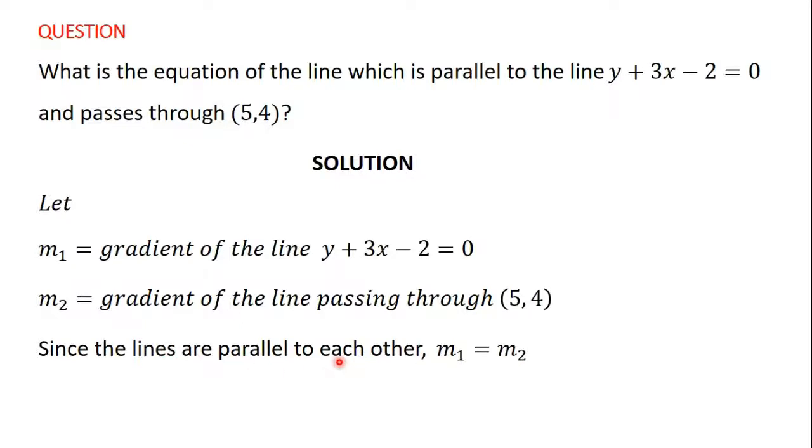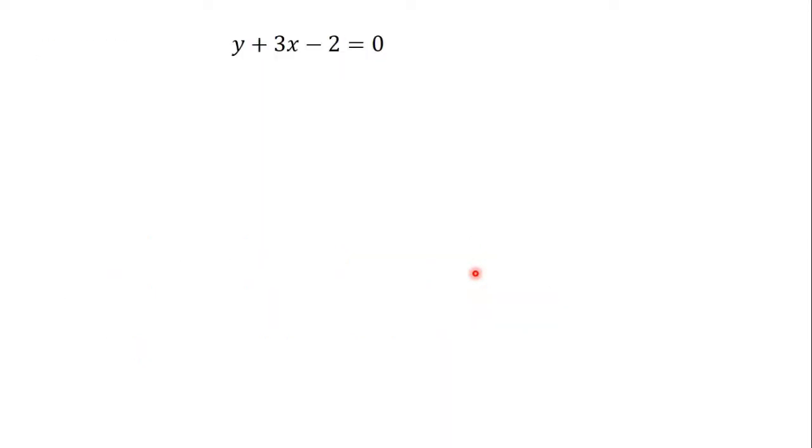So what we have to do now is to find the gradient of the line y + 3x - 2 = 0. We have learned how to find the gradient of a straight line when you have the equation of the line. In that video, we learned that if you have the equation of a straight line and you want to find its gradient, the first thing you need to do is to express the equation of the line in the form of the general equation of a straight line.